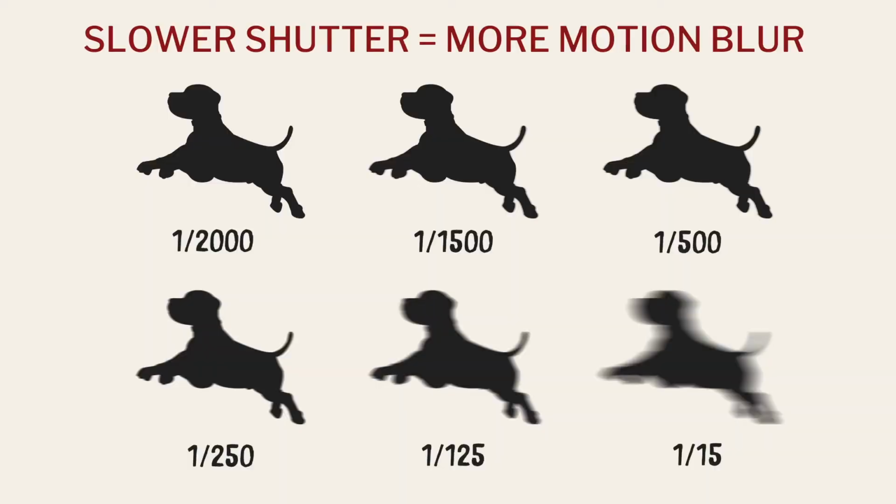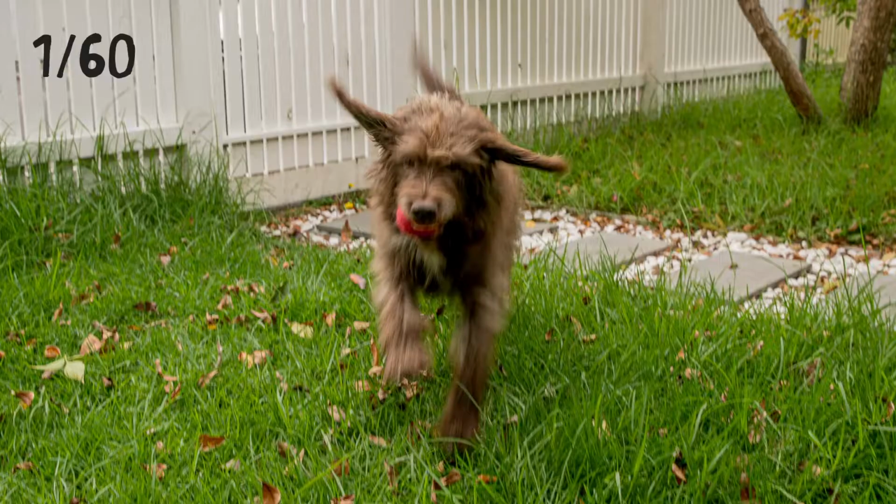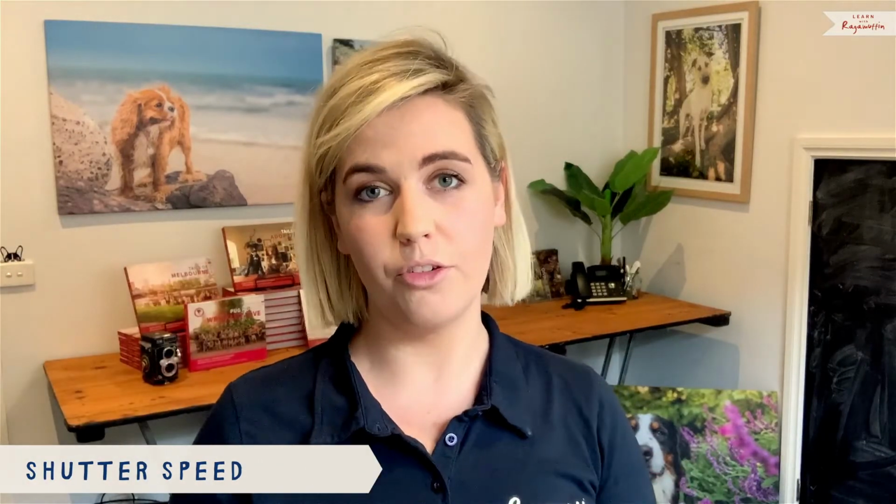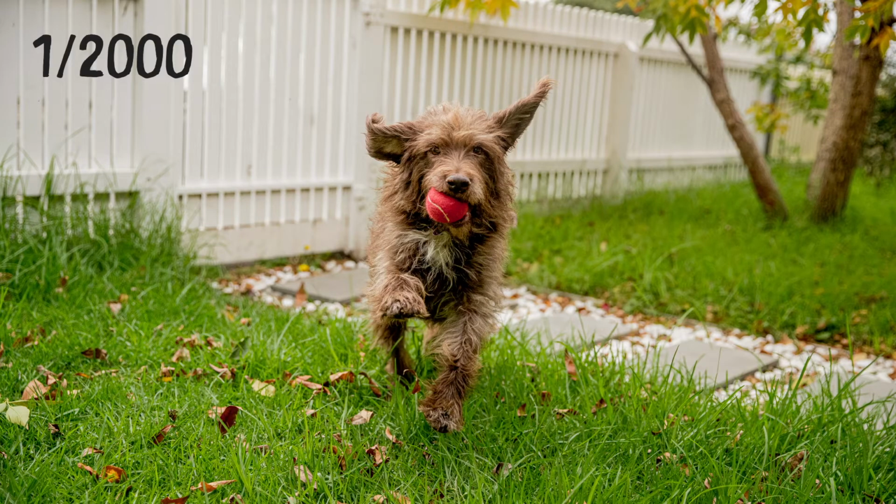Shutter speed is measured in fractions of a second. So the smaller the fraction, the faster the shutter speed. In this example, which I've taken of Lyra running in our backyard, at a 60th of a second, there is a lot of what we call motion blur. That's because the shutter speed was open for too long, so she was moving while the shutter was open. When I raise it up to a 2000th of a second, now we're closer to freezing that action.